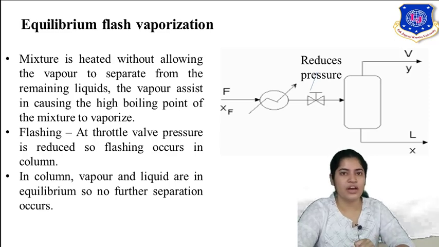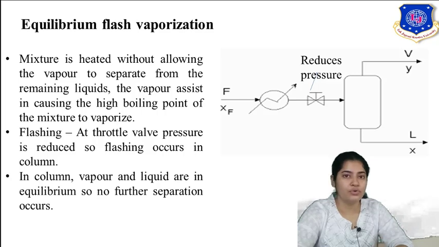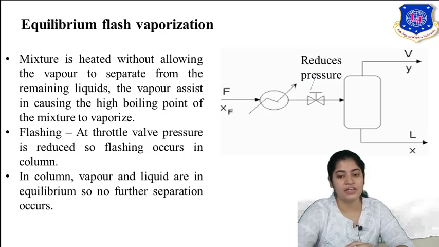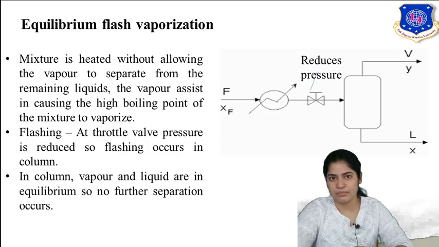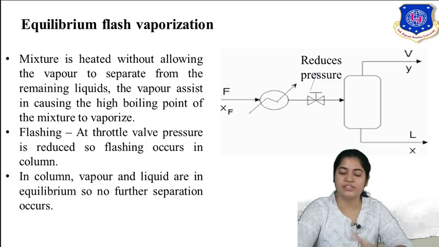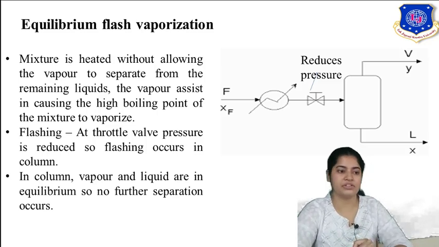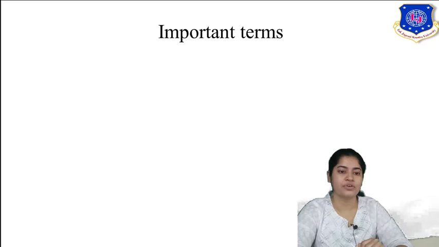So this was your equilibrium flash vaporization. Okay. As I told you, here no separation can take place. It means in the vapor phase, you can also have your less volatile components. So here you can say mixing is there. Okay. The same is the case in ASTM distillation. Now let's compare them. Okay.